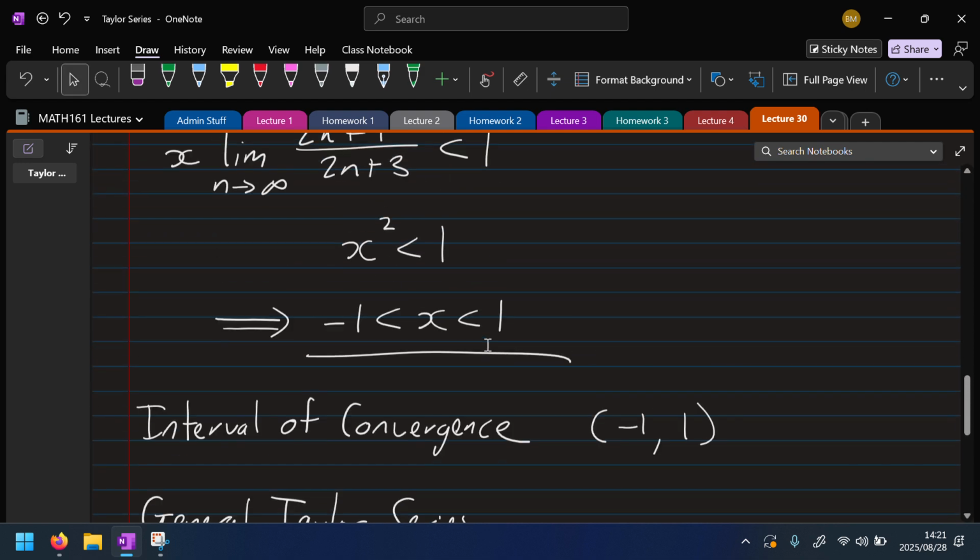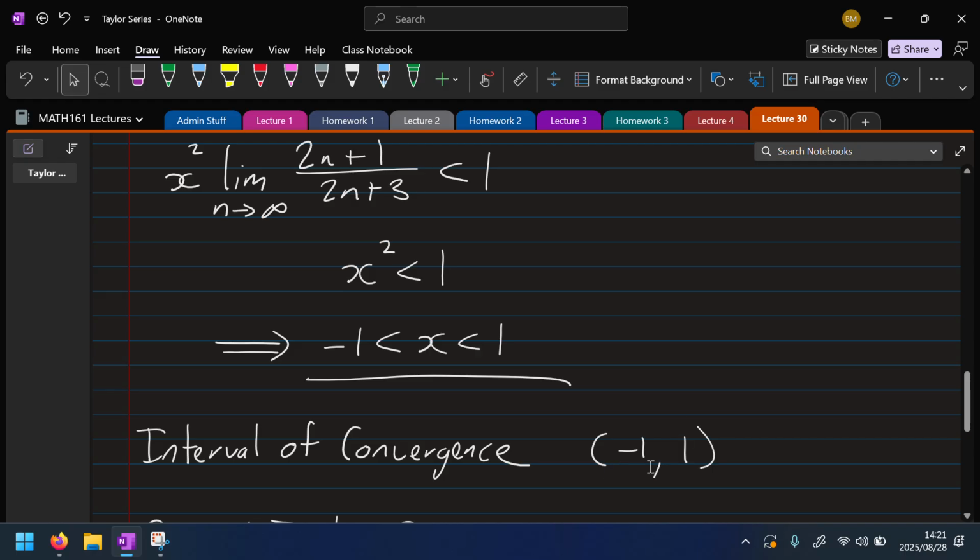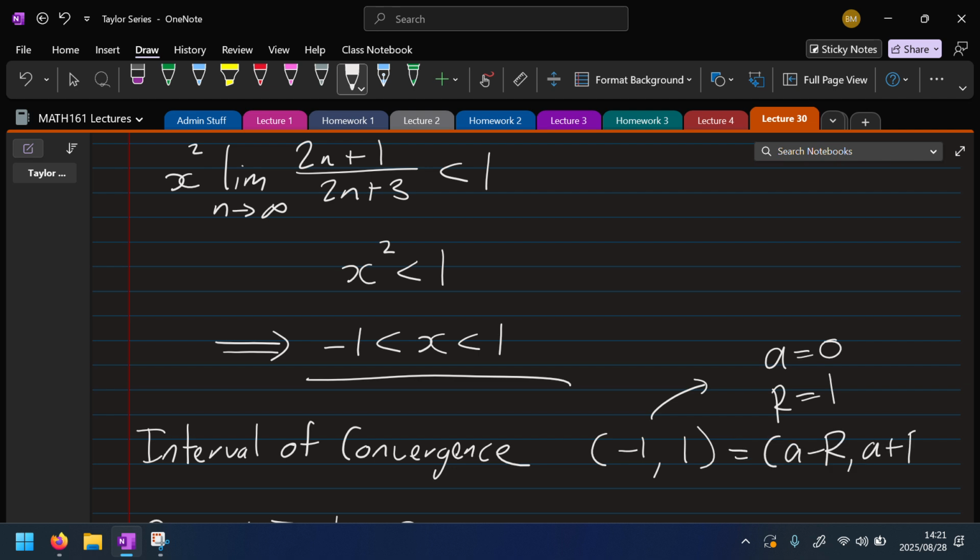With that, we can look at this previous example. From minus 1 to 1, the center point a is 0, because we did this at 0. So a is 0, and the radius will be 1, because it will be 0 minus 1 and 0 plus 1. So we have a equal to 0, r equal to 1. You could write it as a minus r to get minus 1, a plus r to get 1.